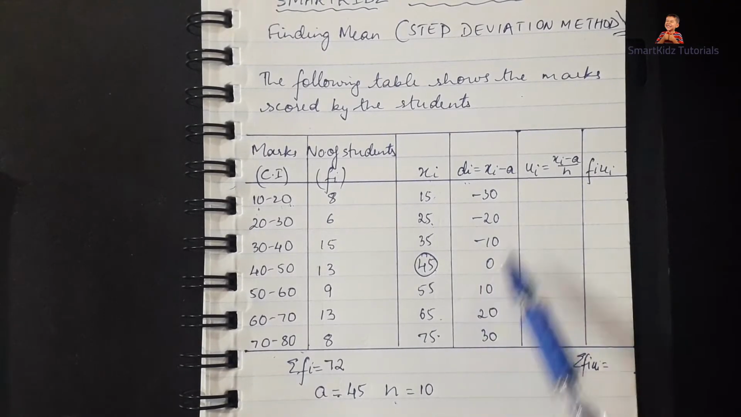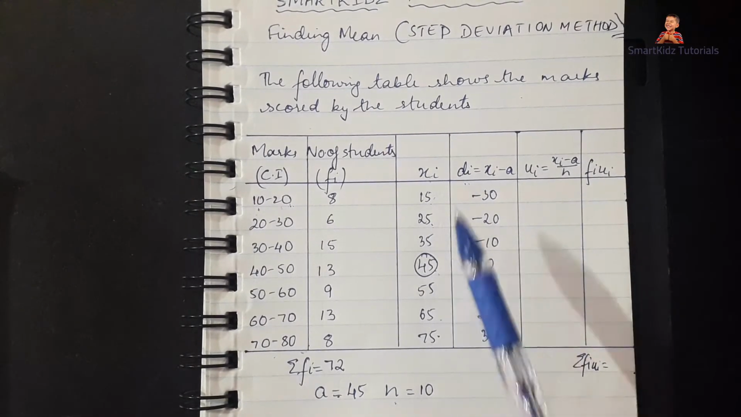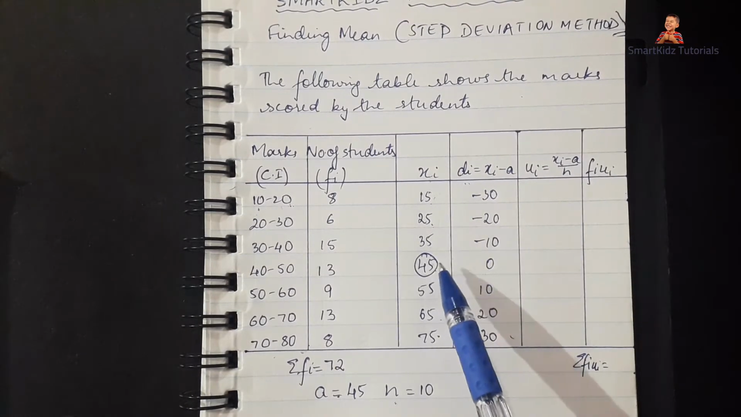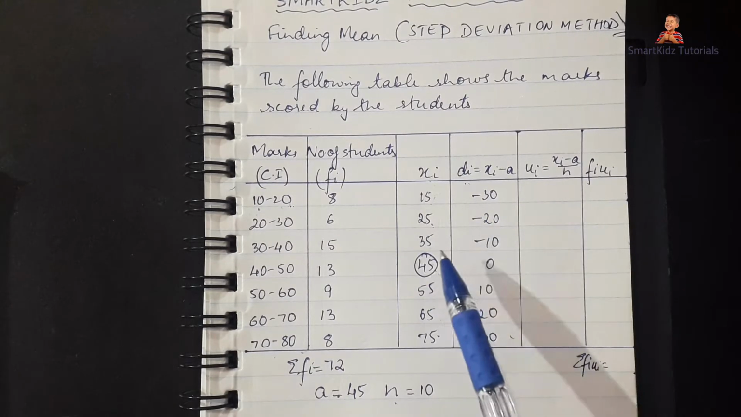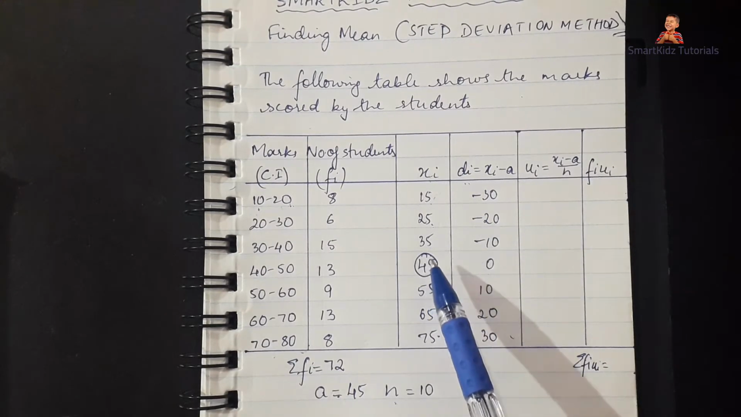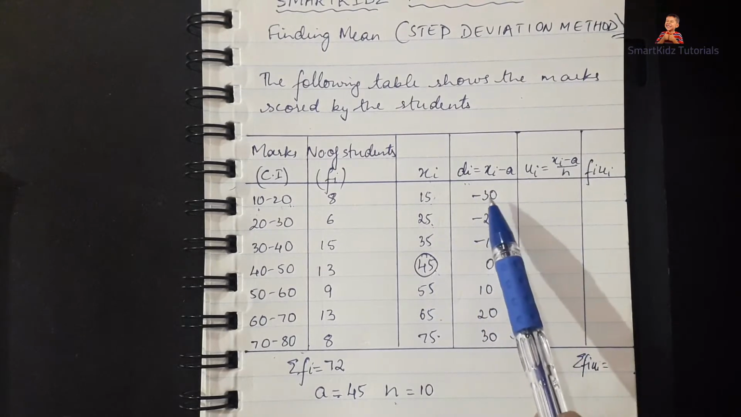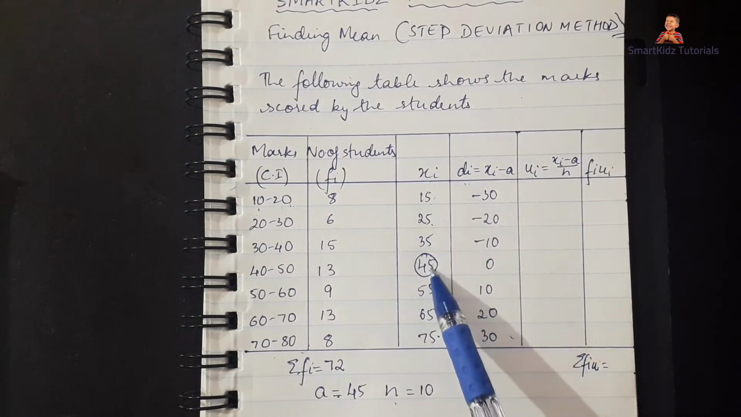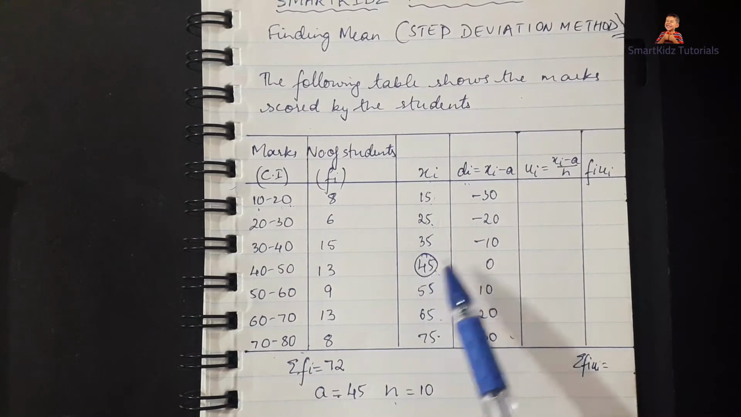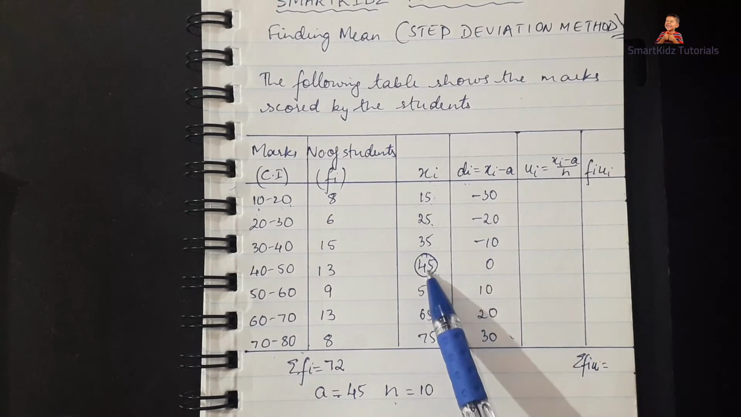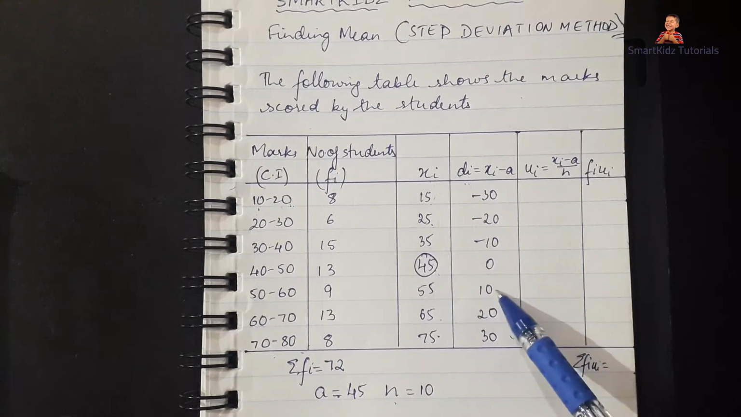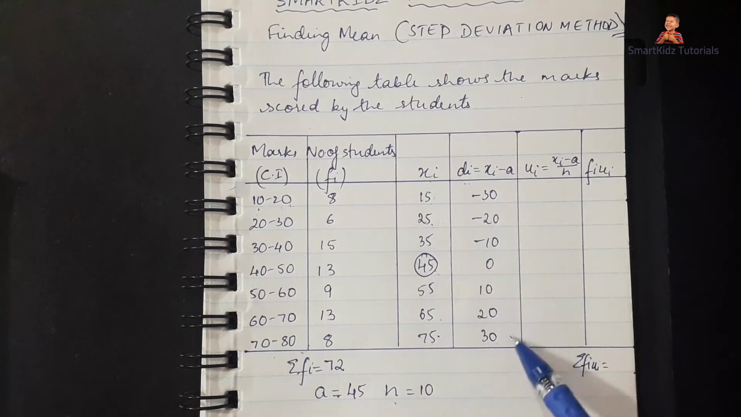Okay, how did we get these figures? 15 minus 45, so 15 is xi, a is 45. Since a is 45 and that is the greater number, we are getting negative signs for the first three. So 15 minus 45 is minus 30, 25 minus 45 is minus 20, 35 minus 45 is minus 10, 45 minus 45 is 0. Thereafter we get positive values. 55 minus 45 is 10, 65 minus 45 is 20, and 75 minus 45 is 30.